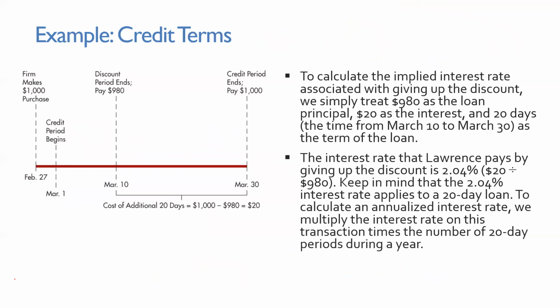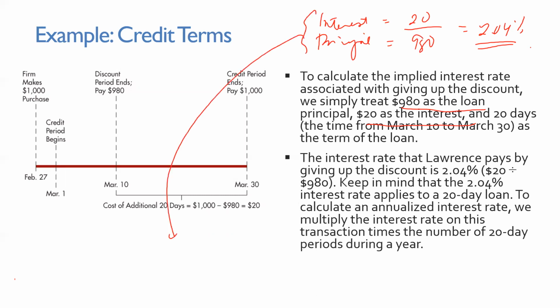So to calculate the implied interest rate associated with giving up the discount, we simply treat 980 as the loan principal and 20 as the interest. No? So if the interest is 20, principal 980. So you have an implied interest there of 2.04%. And that 2.04% is what? That is the cost of a 20-day loan.